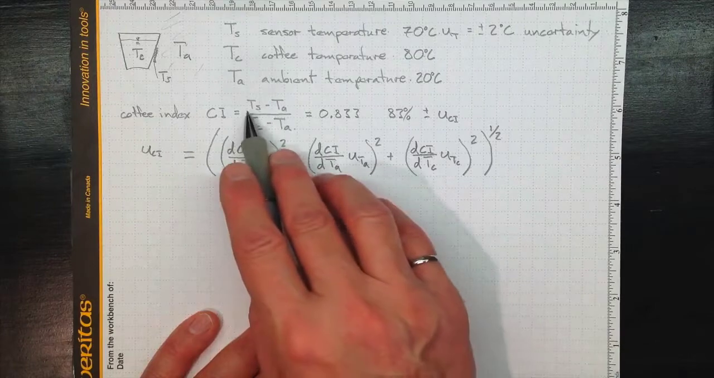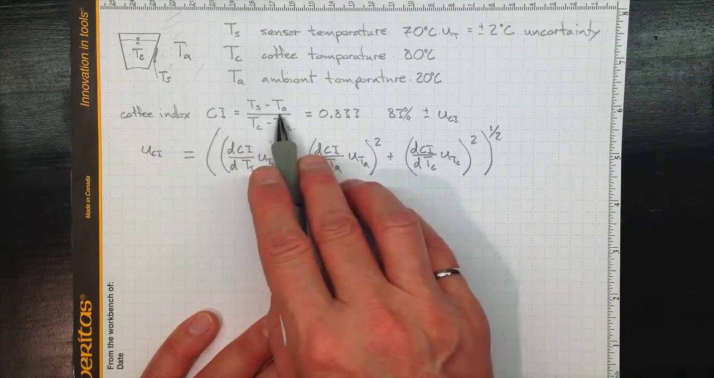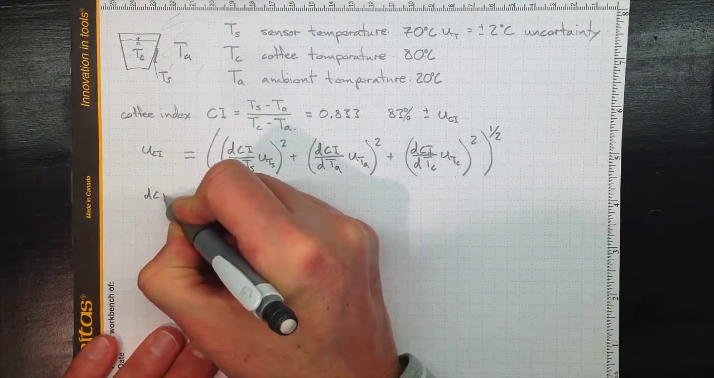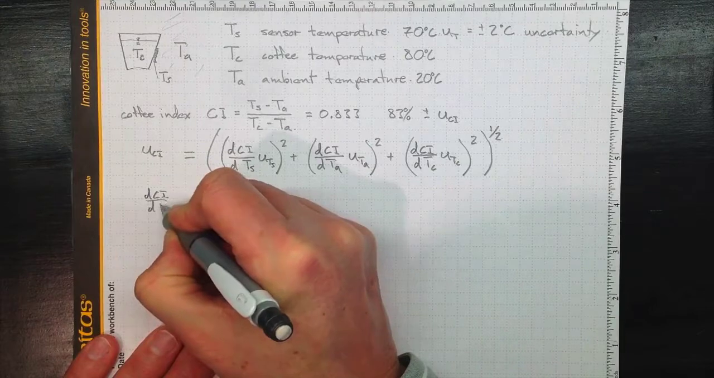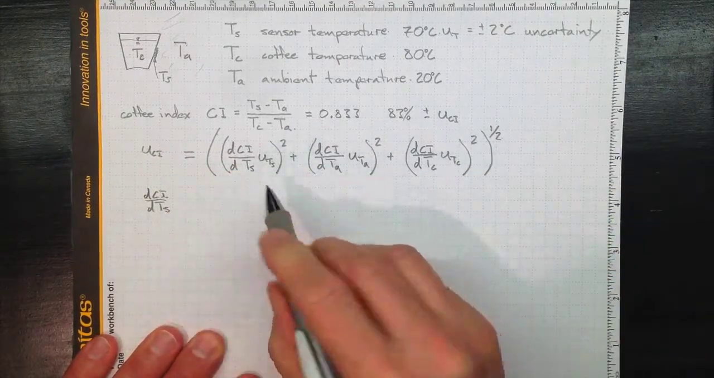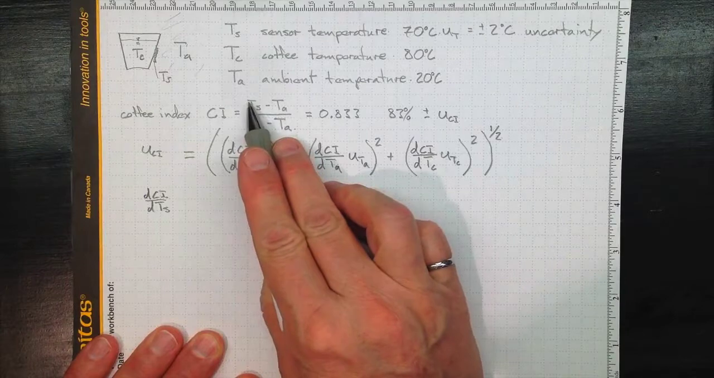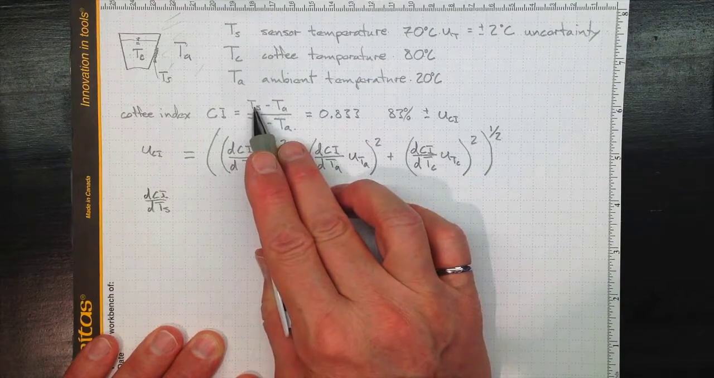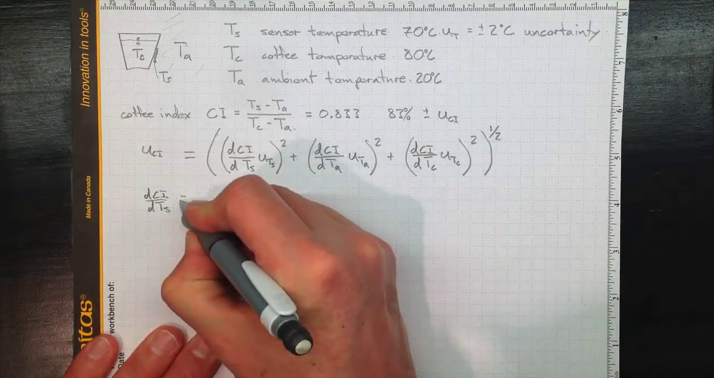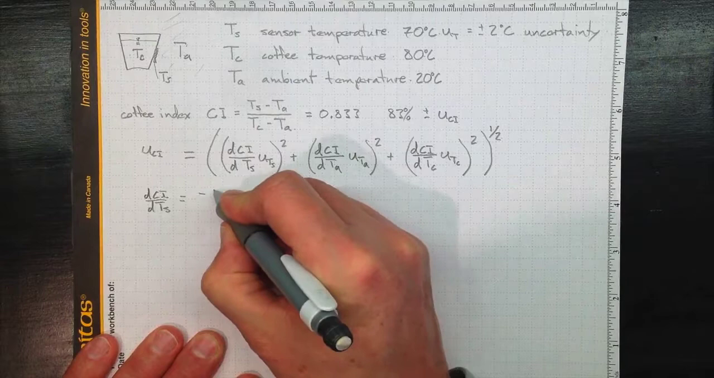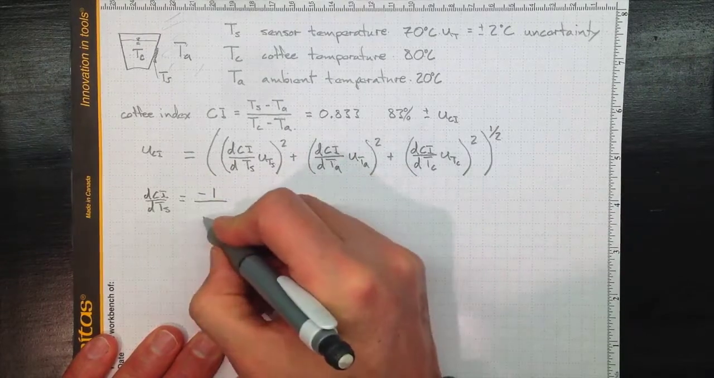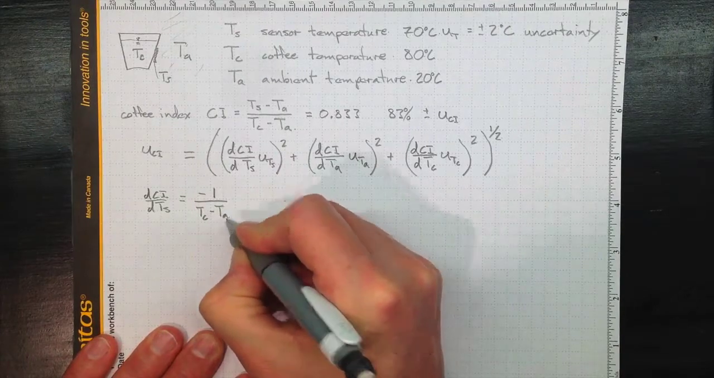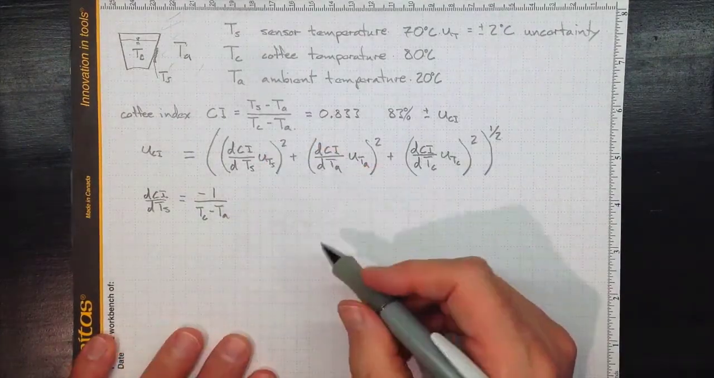Now, taking these derivatives from that formulation should be pretty simple. So dCi dTs, well, Ts appears only once. It's positive. If we just take the derivative of Ts with respect to Ts, it is 1, and we wind up with that equal to negative 1 over Tc minus Ta. That's a fairly simple derivative to take.